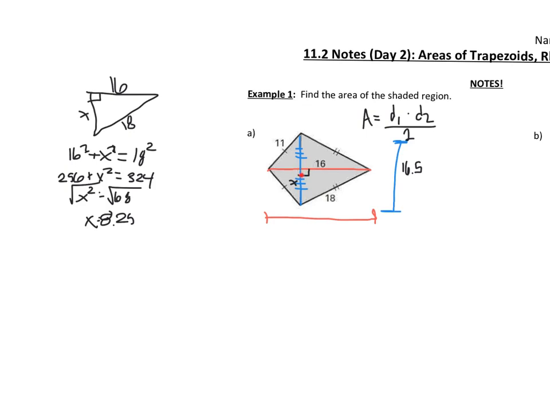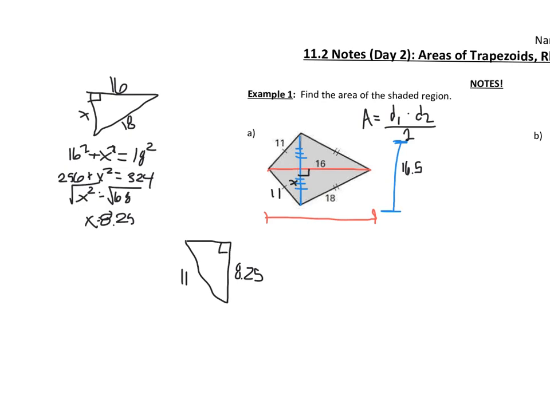Well, since I already found that this side length here was 8.25, again, I see I have a right triangle right here. If this is 11, that means this down here is also 11. So I'm going to go ahead and write that in. And I'll go ahead and draw my triangle again, so that way I can see what I have here. So I know that this is 11. We found x to be 8.25. That's my right triangle.